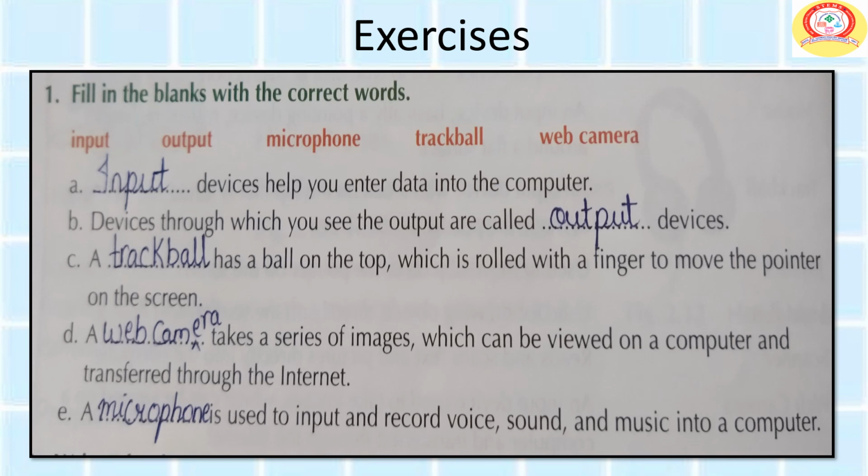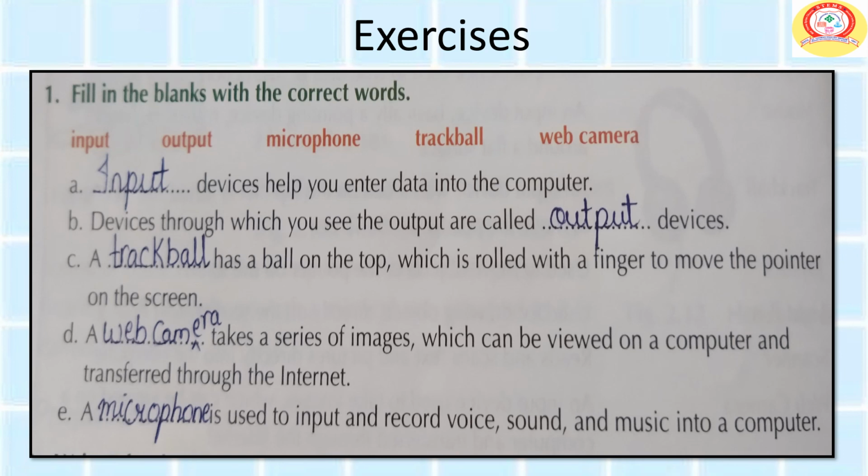Now let's move to D. A dash takes a series of images which can be viewed on the computer and transferred through the internet. So what will come, children? Web camera. A web camera takes a series of images which can be viewed on the computer and transferred through the internet. Now let's move to E. A dash is used to input and record voice, sound and music into a computer. So what will come, children? Microphone. A microphone is used to input and record voice, sound and music into a computer.